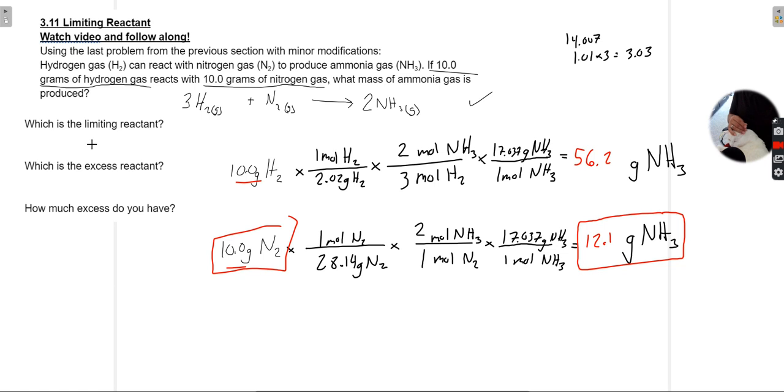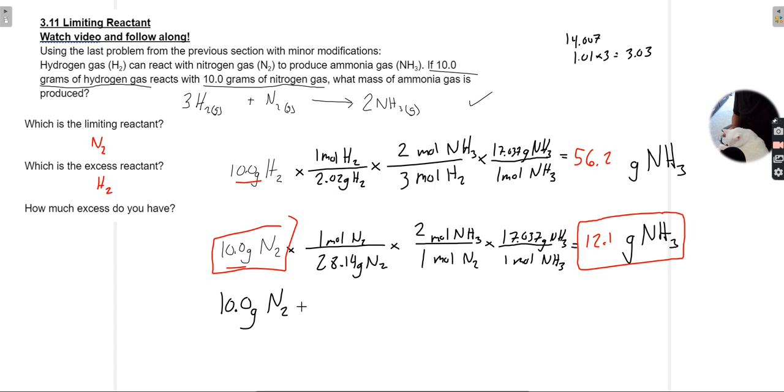So which is the limiting reactant? I would say N2. Which is the excess reactant? H2. How much excess do you have? That's a very, very good question. How much excess do we have? How much leftover hydrogen will we have to use for other chemical reactions? How do we do that? Very simple. You do a third problem.